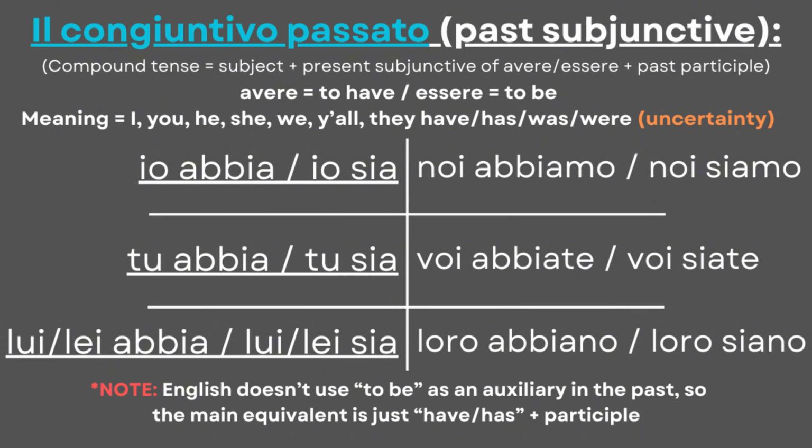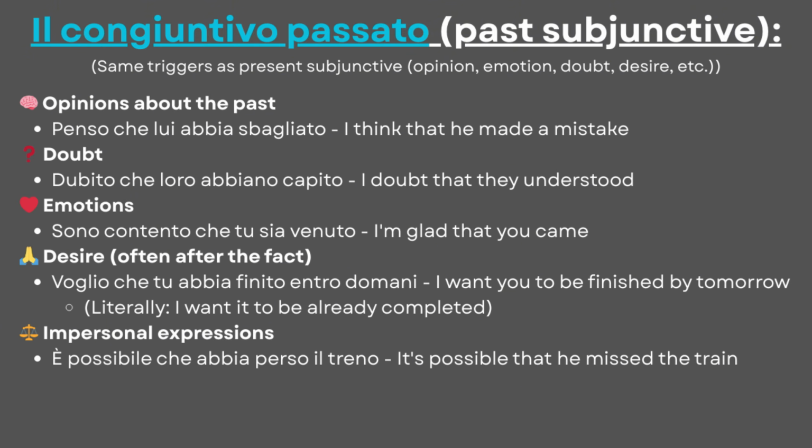So, this is how the congiuntivo passato is formed, and we use it with the same triggers as the present subjunctive, such as opinion, doubt, emotion, desire, and impersonal expressions. Penso che lui abbia sbagliato. Dubito che loro abbiano capito. Sono contento che tu sia venuto. Voglio che tu abbia finito entro domani. È possibile che abbia perso il treno.